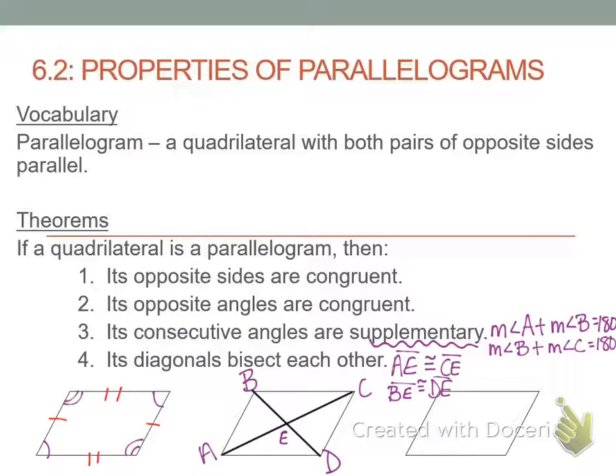And you could go through and put some tick marks in there. However, AE is not necessarily congruent to BE. Okay, they're not part of the same diagonal. So I could put 1 tick mark on each of those and 2 on each of these, but it does not mean that they're all the same. Okay, with parallelograms, we end up with a lot of pairs of congruent parts.